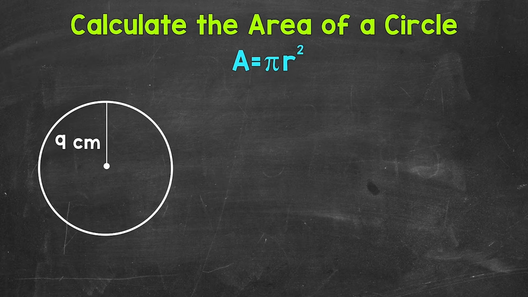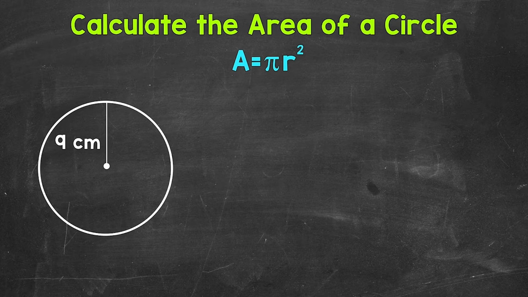And then the radius is half the diameter. So it goes from the center to any point on the circle. And then lastly, before we get into our example, is pi, which is the ratio of a circle's circumference to its diameter. Pi is a constant, so it's the same for all circles. Now pi is irrational. It goes on forever.